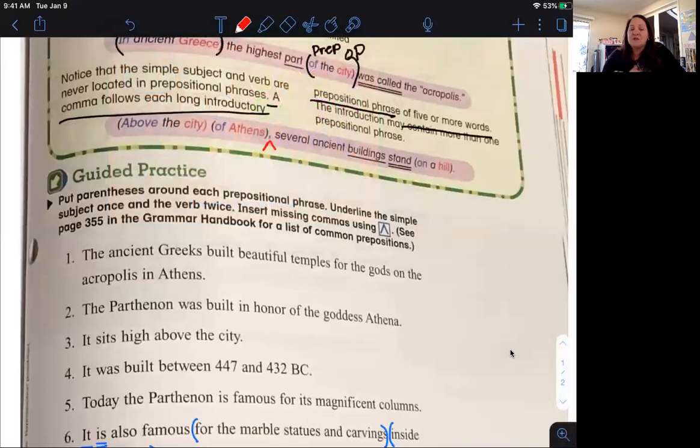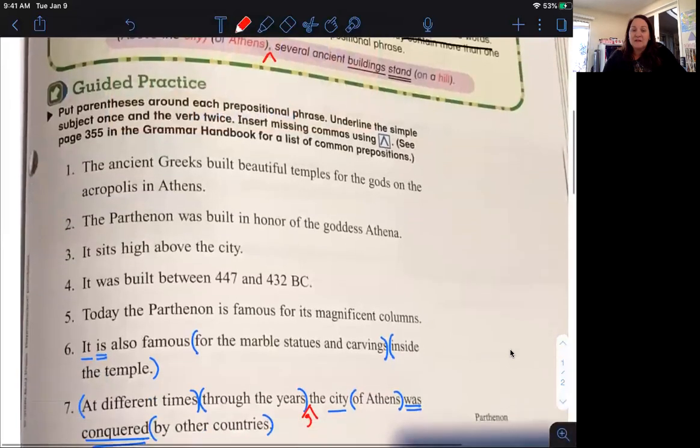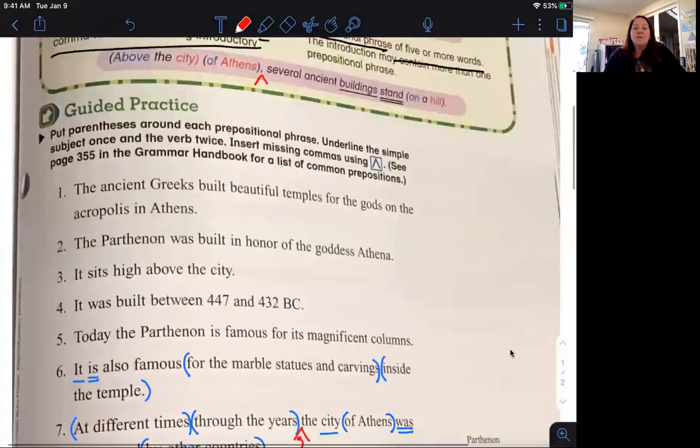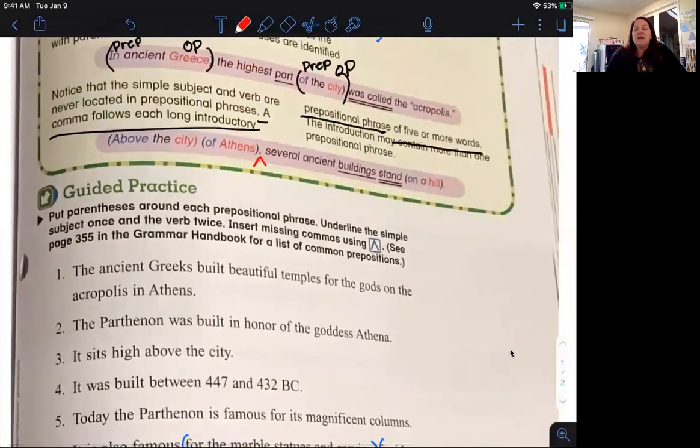So what I want to do is just go ahead and go to the guided practice. Put parentheses around each prepositional phrase. Underline the simple subject once and the verb twice. Insert any missing commas. See page 355 in your grammar handbook for a list of common prepositions. And you guys all know that song for the prepositions: above, about, aboard, across. So let's look at number 1.